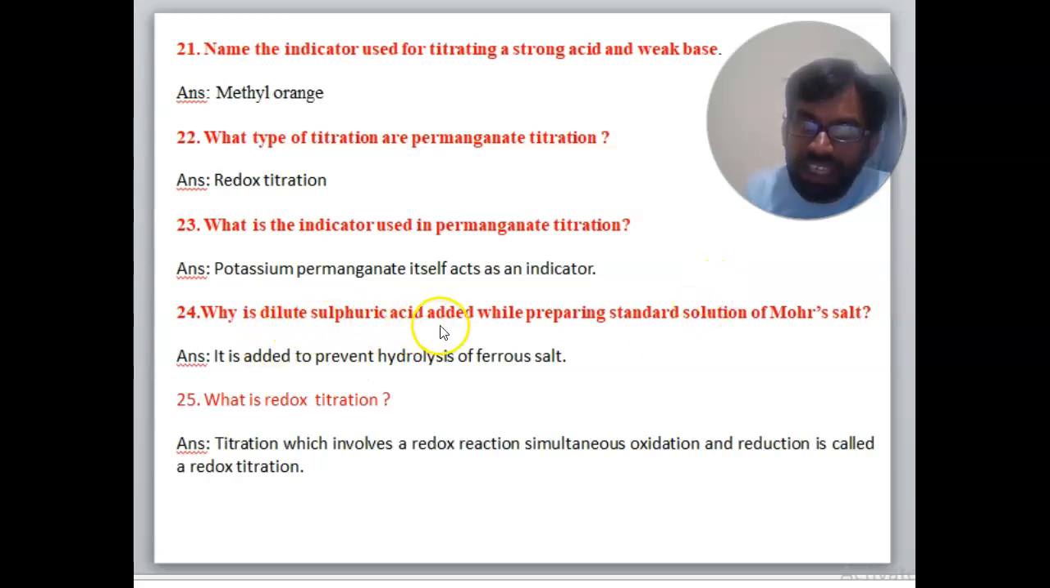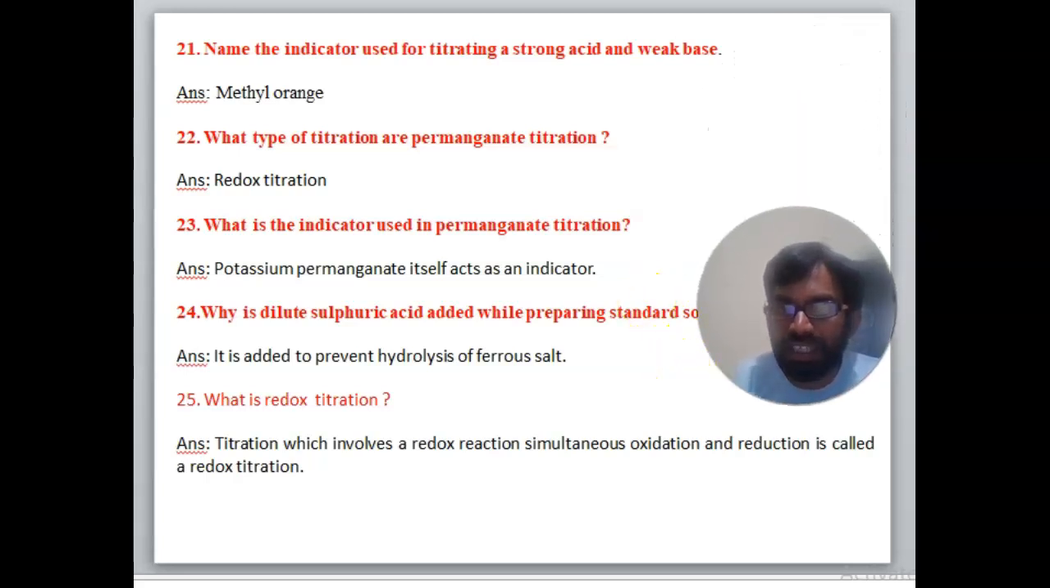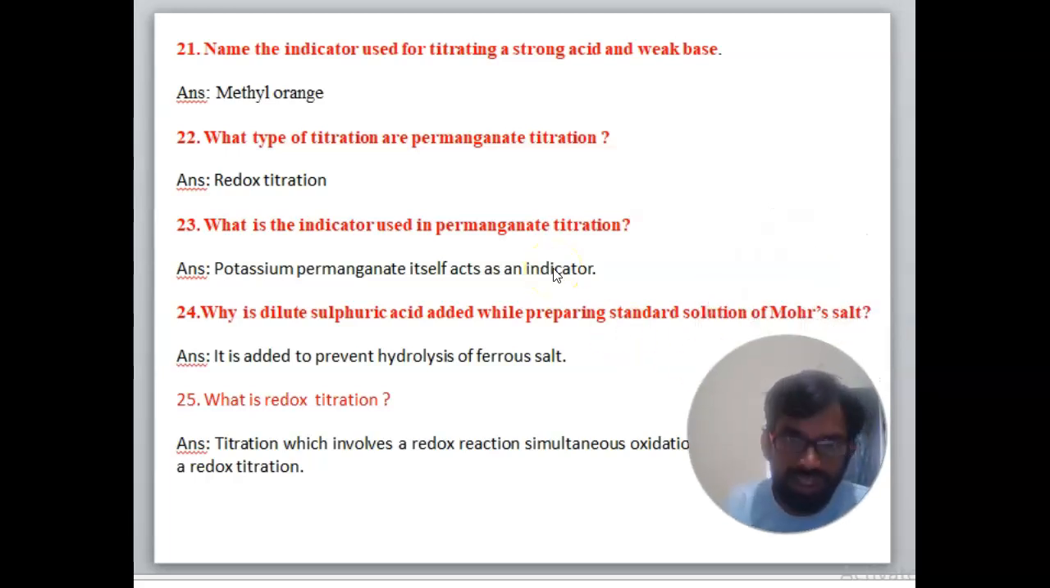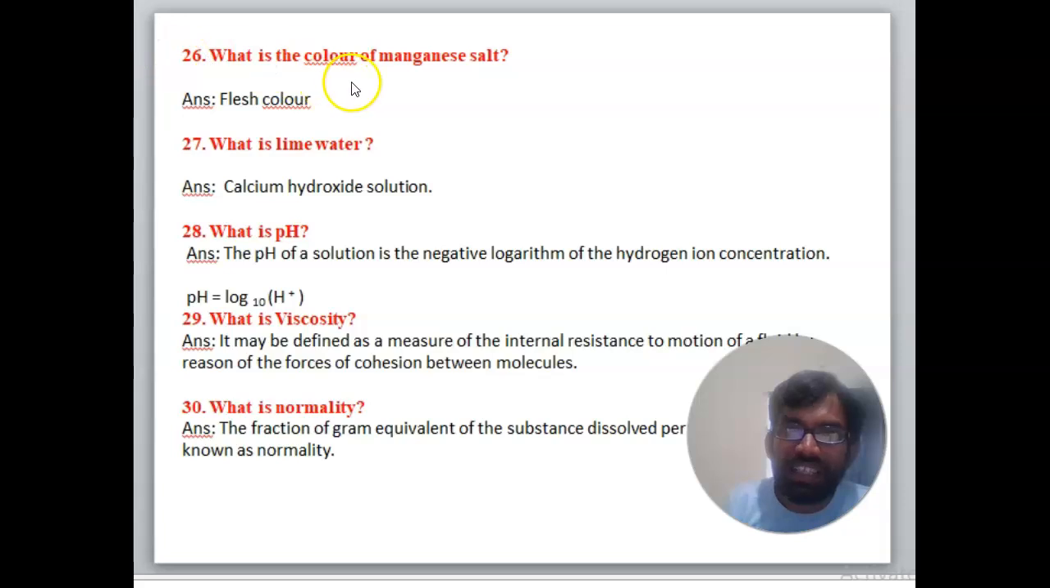Why is dilute sulfuric acid added while preparing the standard solution of Mohr's salt? It is added to prevent the hydrolysis of the ferrous salt. That is the main reason sulfuric acid is used for Mohr's salt. Then what is a redox titration? The titration which involves simultaneous oxidation and reduction is called a redox titration. Then what is the color of manganese salt? The flesh color is that of manganese salt. And what is lime water? Calcium hydroxide solution is simply known as lime water.